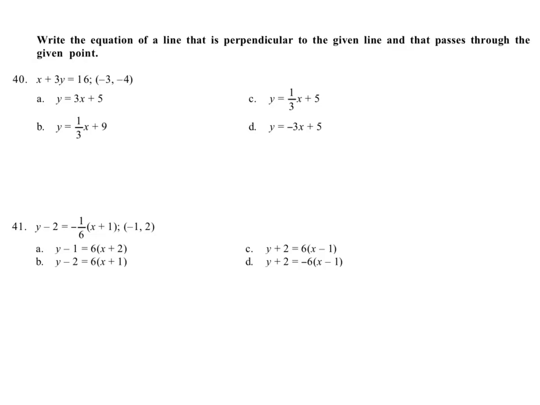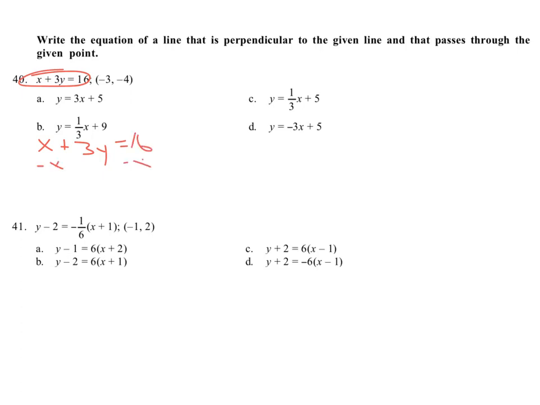Okay. What we need to do here is take the slope of the line they gave us. For number 40, they gave us that equation, and we need to take the slope and use the negative or opposite reciprocal of it. The thing about that equation is that they didn't actually give it to us yet in a form where we can see the slope. We need to rewrite it.